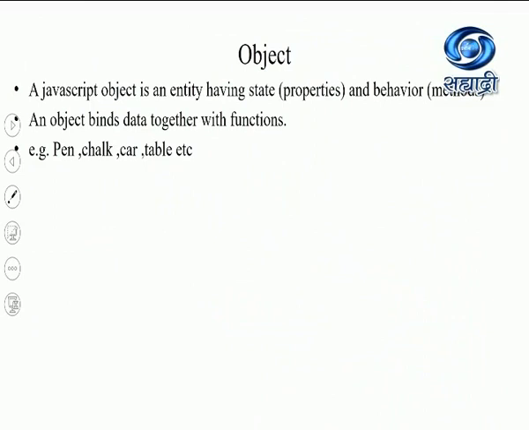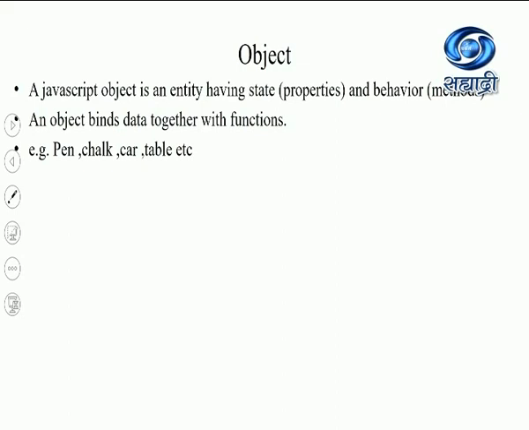Students, we are going to see what an object is. A JavaScript object is an entity having state and behavior. State means properties and behavior means methods. Students, a method is also called a function. Function or method or behavior means a group of statements or instructions which are to be executed upon calling or upon instruction by the programmer. So remember that an object binds data together with functions. For the examination, these two statements are important.